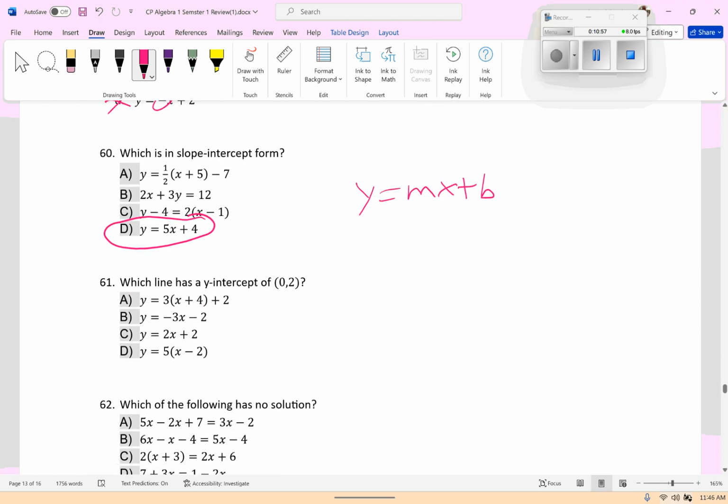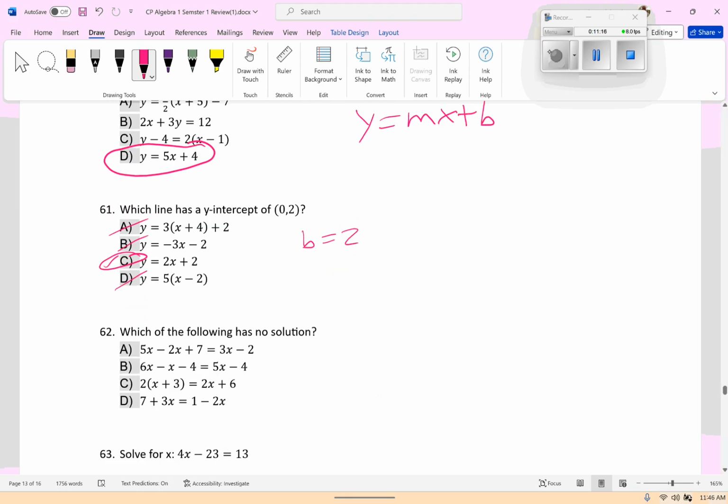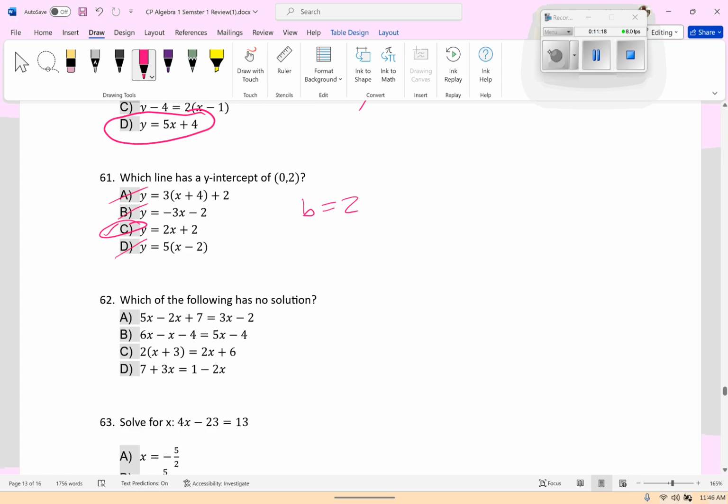Which line has a y-intercept of 0, 2? Okay, so my b value is equal to 2. So this one works. I wonder if this one might work. Nope, I don't think it's going to work. That's not going to work. That's not going to work. So that's our only answer that works. Again, you're looking at y equals mx plus b on that one, and b is the y-intercept, so plus 2. C is the only one that works.